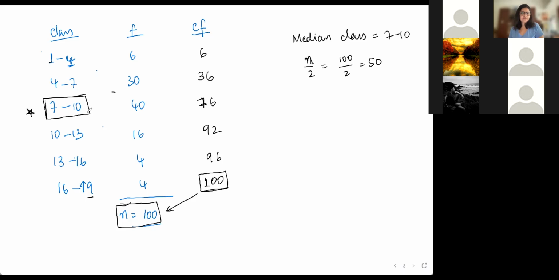Now that you figured out the median class, you have your L, which is 7 in this case. N by 2 you've got. F is the frequency of the median class, so that's 40. CF is the cumulative frequency before the median class, so this is your CF, 36. And what else do you need? H is your class size. Class size is 3. And just apply the formula to find the median, and you've got it.